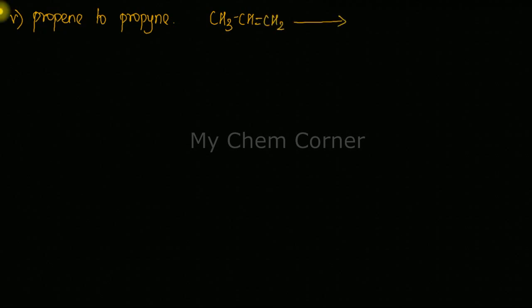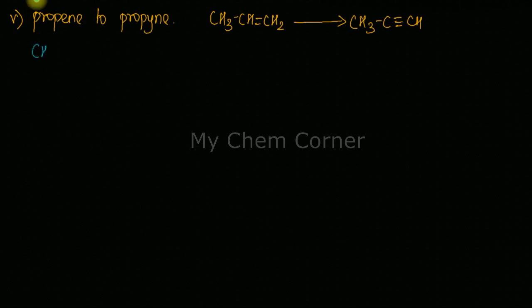Now, next is going to be the fifth one, which is propene to propyne. Alright, now propene is CH3CH double bond CH2, which will get converted to propyne, which is C triple bond CH. So the difference is only by a single bond, right? But the process is a two-step process here.